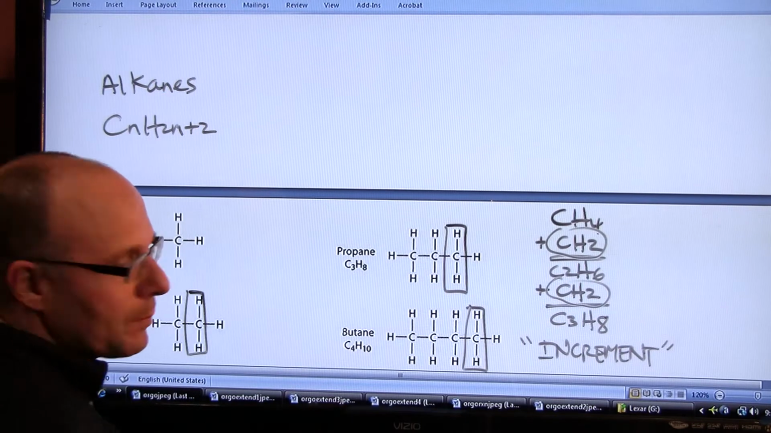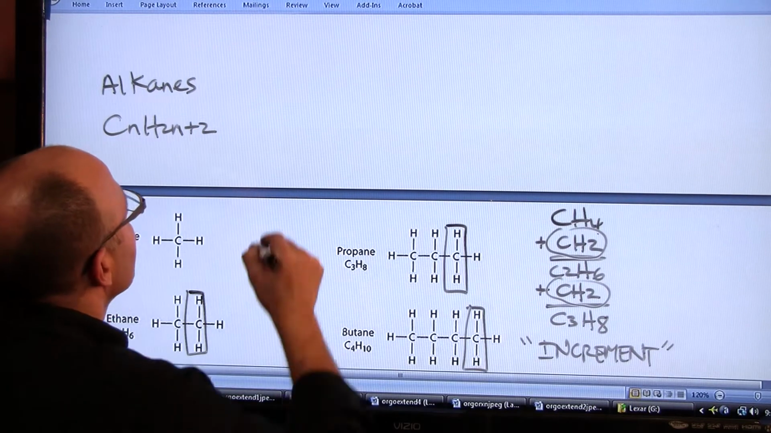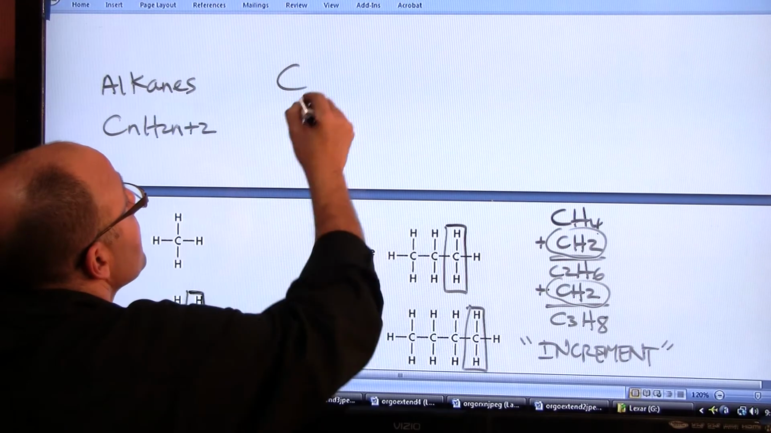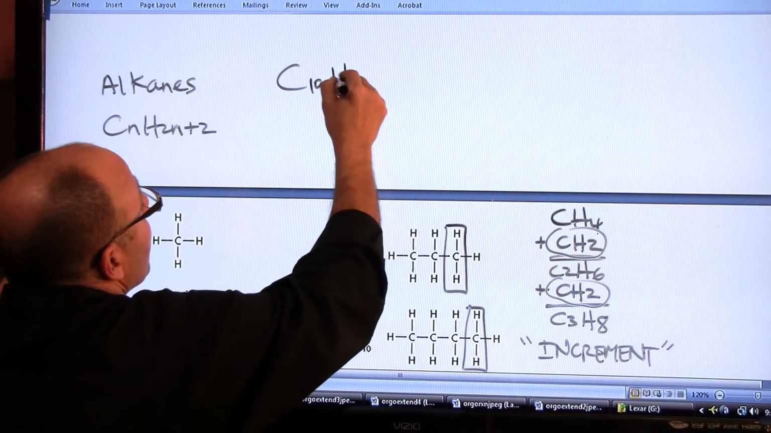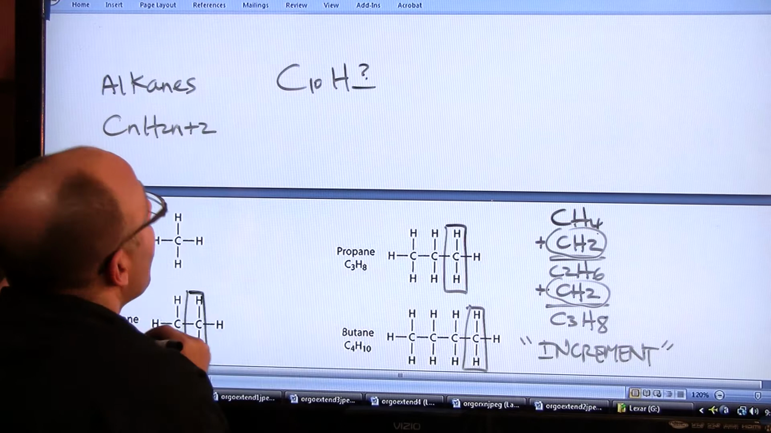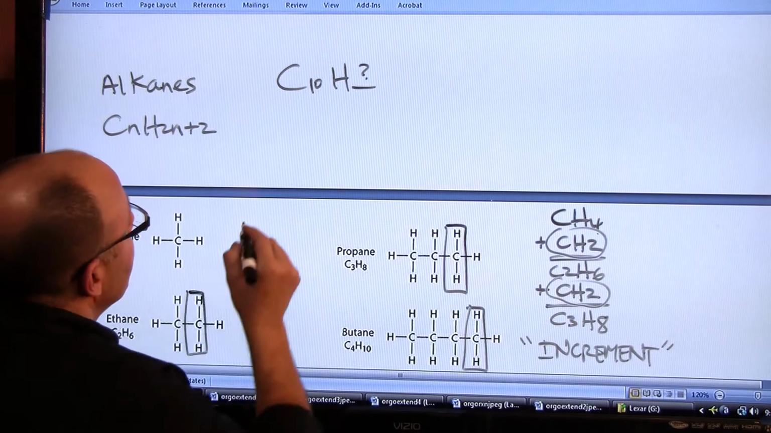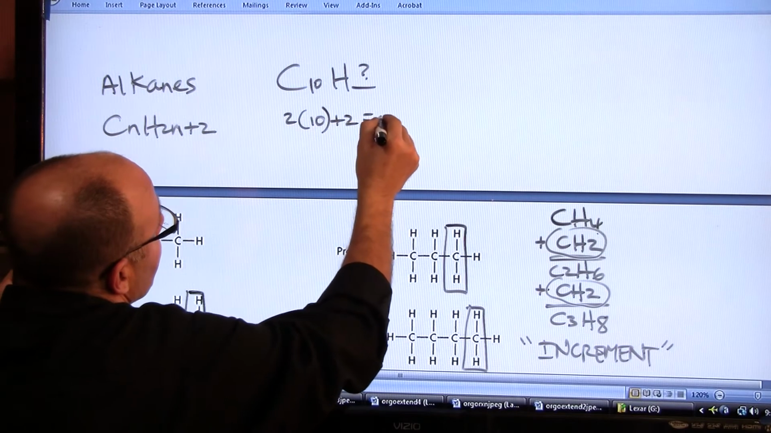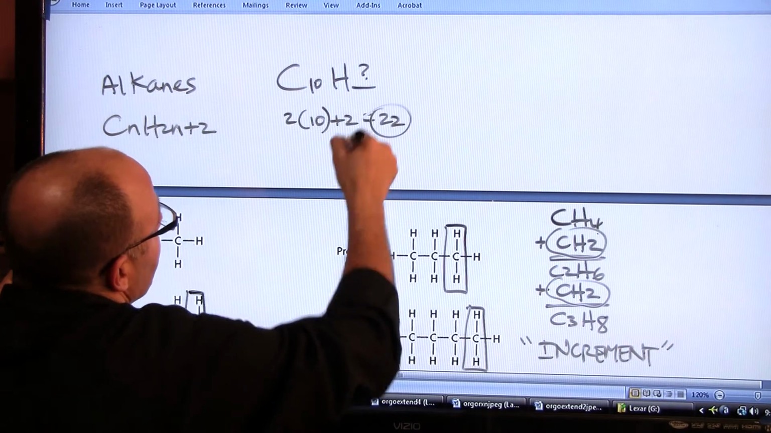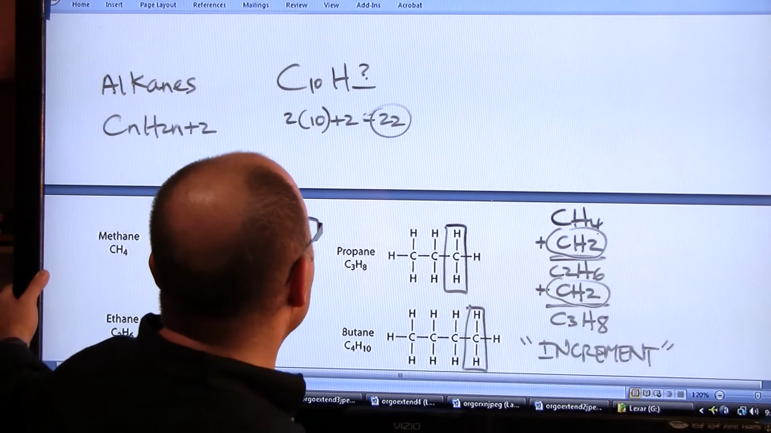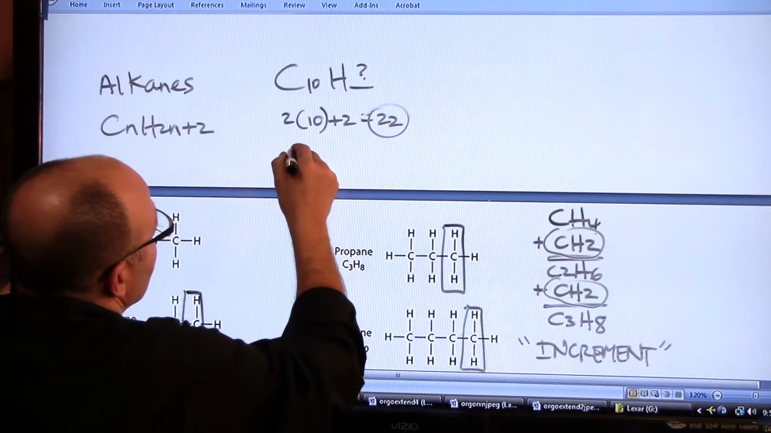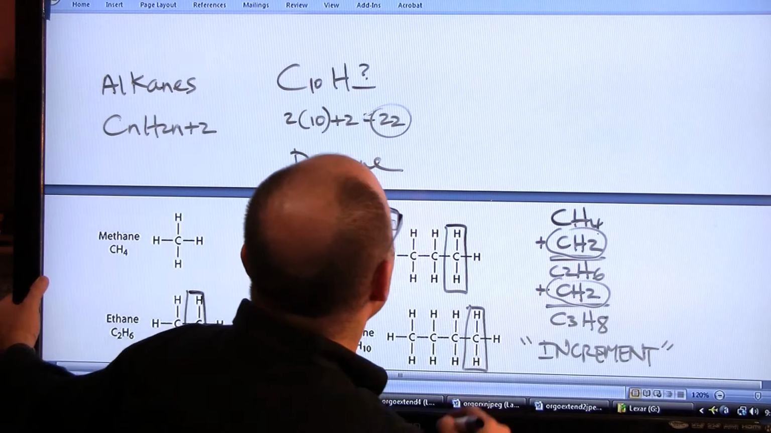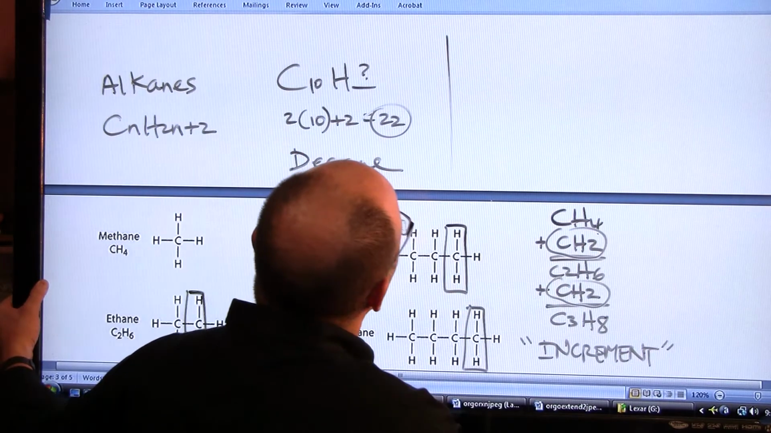Let's go forwards and backwards just for more practice. So suppose they say it's C10. They want to know what the H value would be. Well, then it would be 2 times 10 plus 2, which is 22. That's your H value. C10H22, which by the way would be called decane.